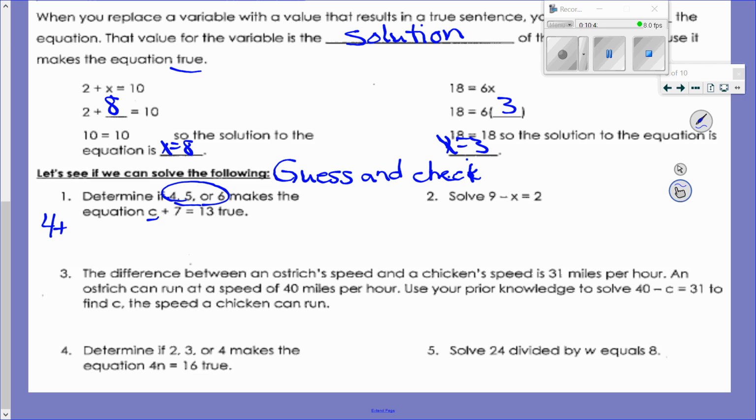So I do 4 plus 7 equals 13. What's 4 plus 7? 11. Does 11 equal 13? No, so that's a false statement. Then I'm going to do my next guess, which is the 5. 5 plus 7 equals 13. 5 plus 7 is 12. Does 12 equal 13? No. That is also a false statement, so we can cross that one out. Then I do my third one.